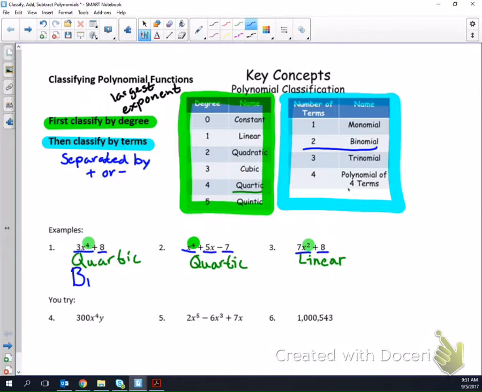So the full name of this polynomial is a quartic binomial. Next one has 3, so it is a quartic trinomial. Then in number 3, we've got 2 terms, so it is a linear binomial.